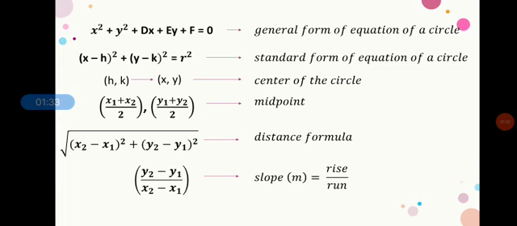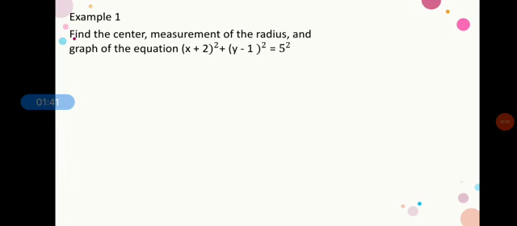Now, you can take a screenshot of this part kasi magagamit natin to in answering the examples. Ready? Let us have the first one. Find the center, the measurement of the radius, and the graph of the equation. The square of x plus 2 plus the square of y minus 1 equals 5 squared. Now, tatlo ang pinapahanap sa atin. The center, measurement ng radius, at saka yung graph.